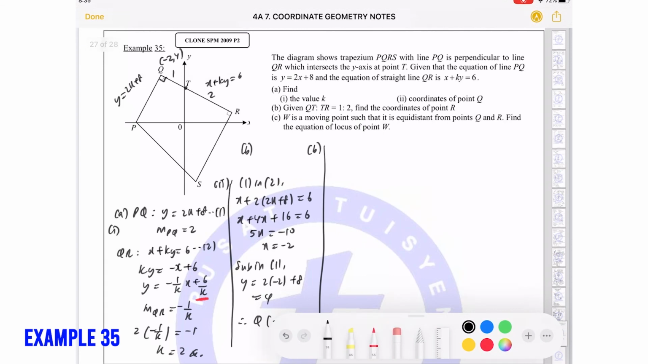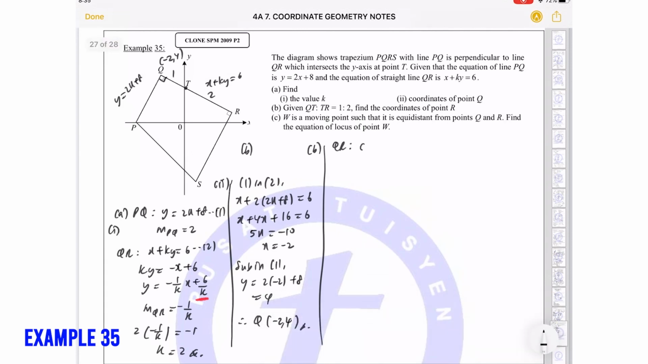So for QR, my c is 6 over 2, which is 3. Therefore, T is (0, 3). So with that, I can use the ratio theorem, where T is given as (0, 3). Maybe I call R (x, y). The x coordinate of T is 0.